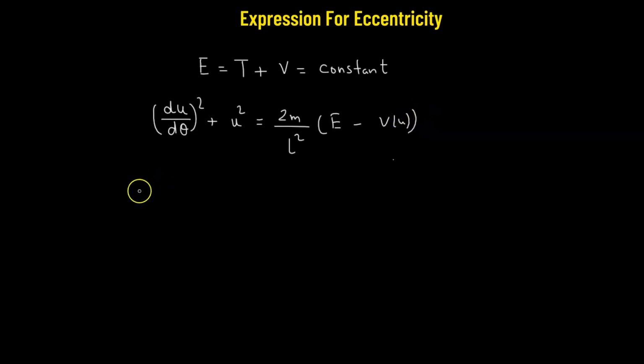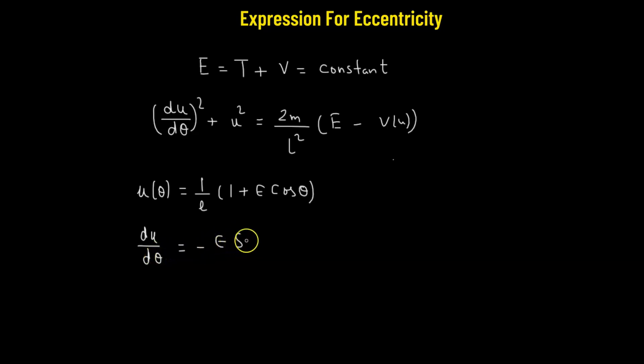Fine. Now since we considered the equation of the orbit, which is u of theta as 1 over l times 1 plus epsilon cosine of theta, from here, if we differentiate both sides with respect to theta, then we have du over d theta equal to negative epsilon sine theta divided by l. So let's substitute this into our differential equation, and we know V of u as well. Let's write it down. V of u is negative k times u.